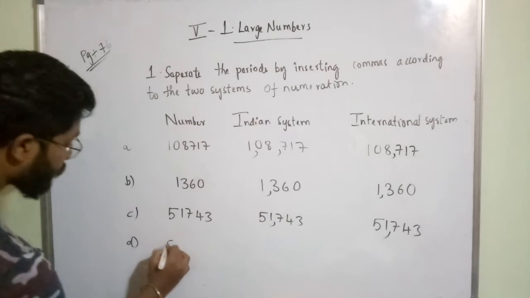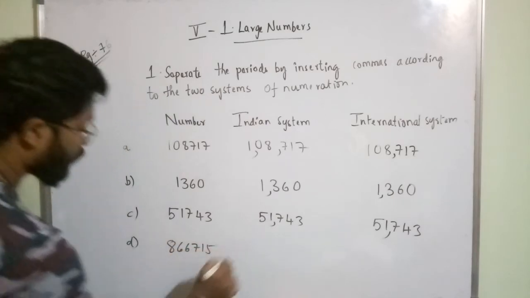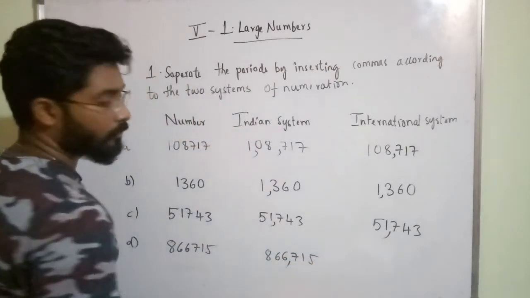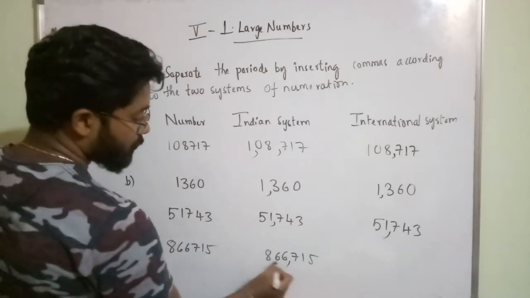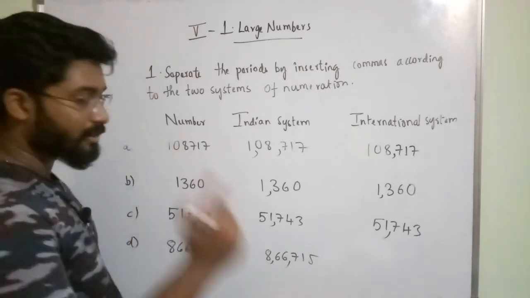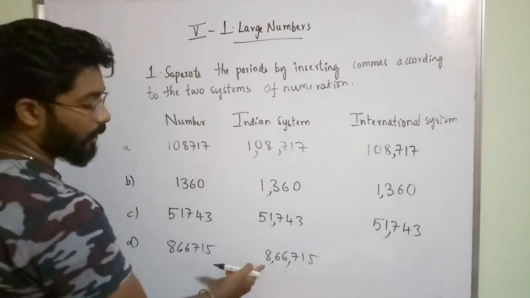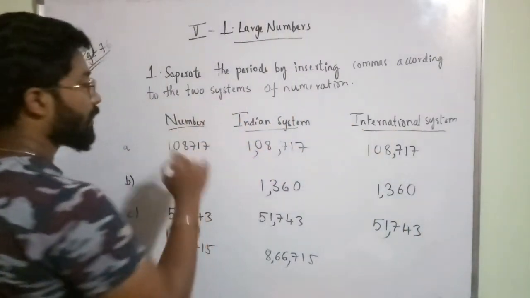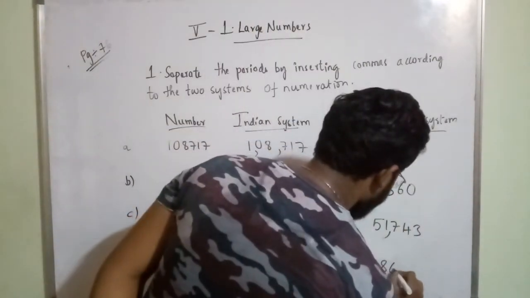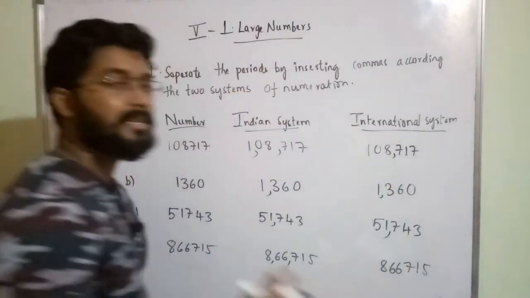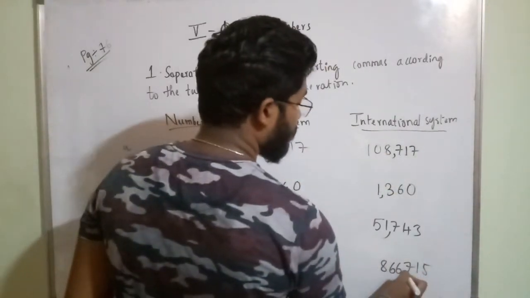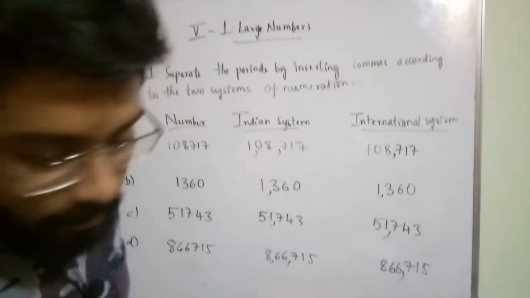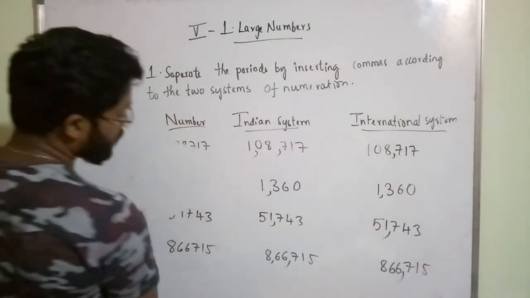866715. After 3 digits you have to put one comma, because that is ones period is completed. So next 2 digits, thousands period you are having 2 digits now. So after 2 digits you have to put one comma. The number is 8,66,715 in Indian system. Okay, in international system 866715, each period is having 3 digits now, so you have to keep comma after every 3 digits. So 866,715 is the number. So this A, B, C, D 4 are completed, no?